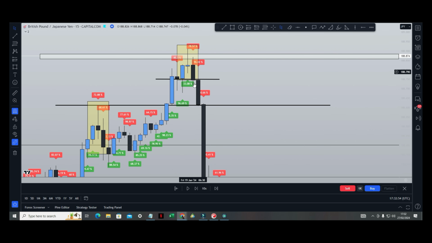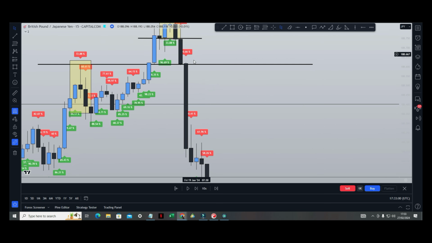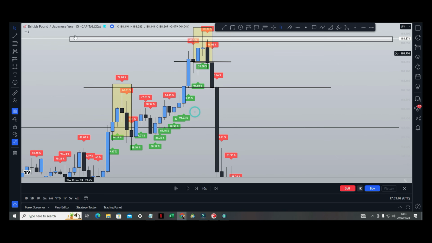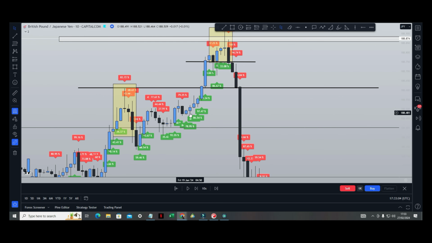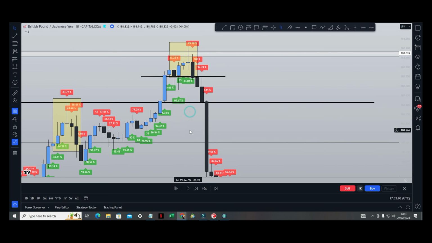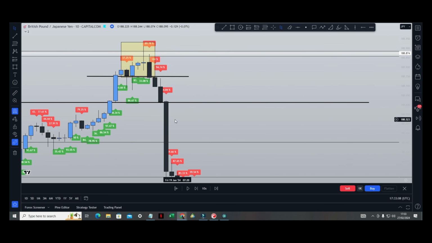78% strength candle forms here, breaks that 750 level and then closes below. Then we take an entry and then boom, this collapses. Now let's break it down even more. Let's see if there's more clues. The price will always leave clues, guys.